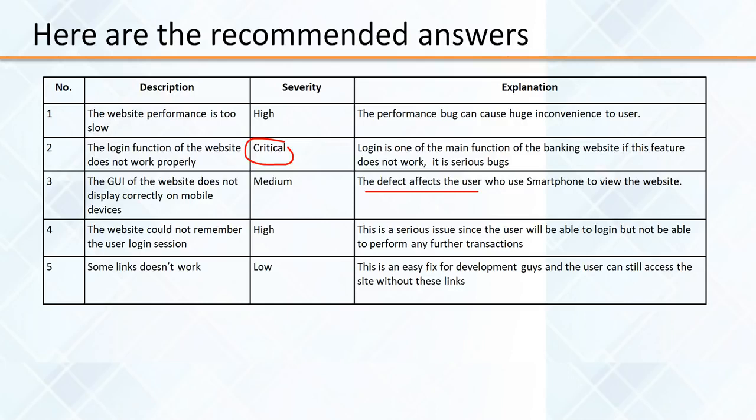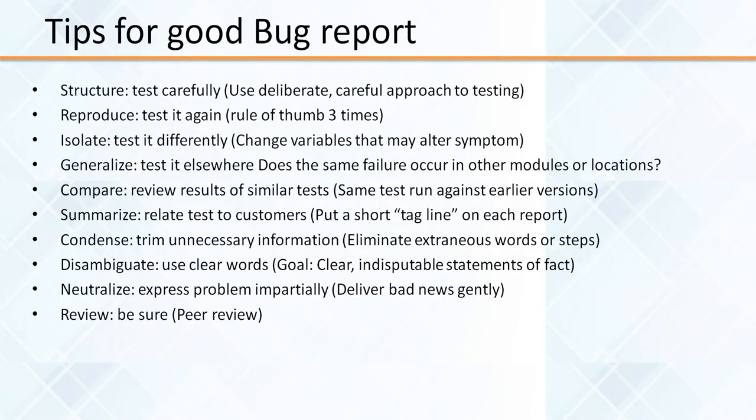So if you want to prepare a good bug report, we need to follow all these things. It should be structured, it should be able to reproduce and isolate, it is generalized, and it is comparable and summarize, condense, disambiguate and neutralize and review. So these are some tips we need to follow.